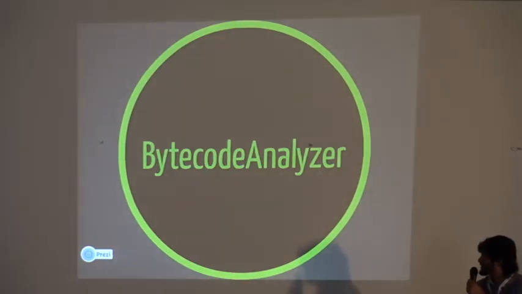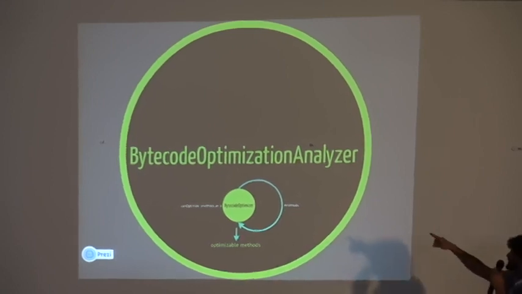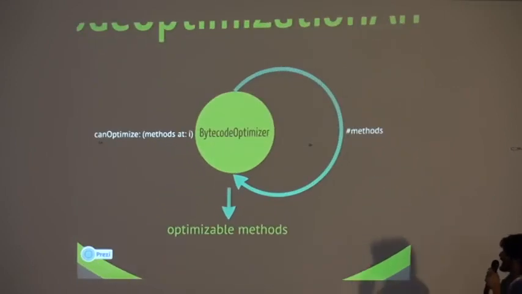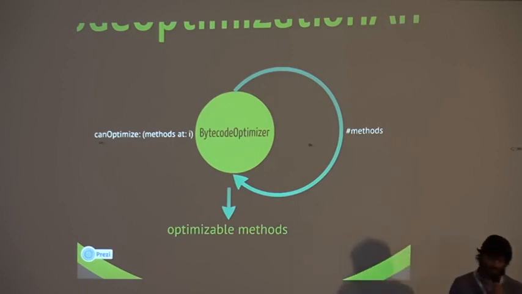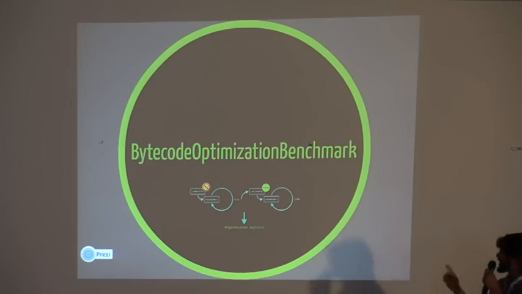And the bytecode analyzer, I explained that before, and we have implemented two more objects for analyzing our optimizations. One of these is this simple object that, given a bytecode optimizer and given a set of methods, will just say which of them and in which degree they are optimized. So, useful object. And this is the other object.